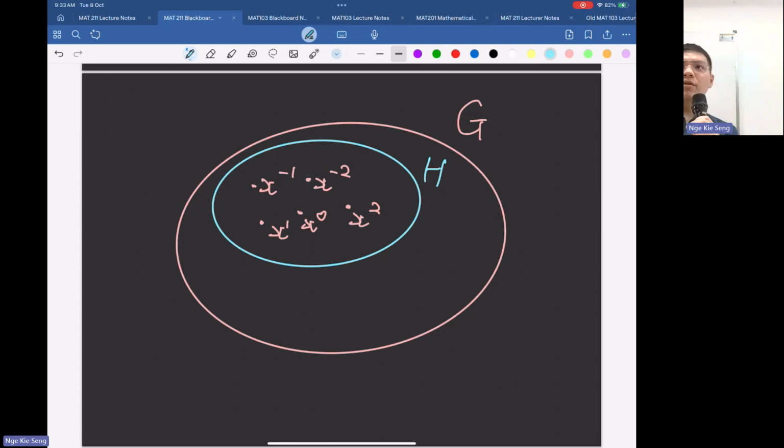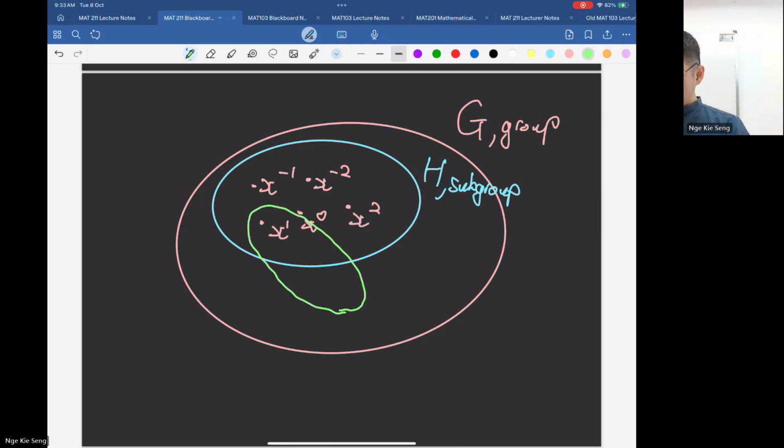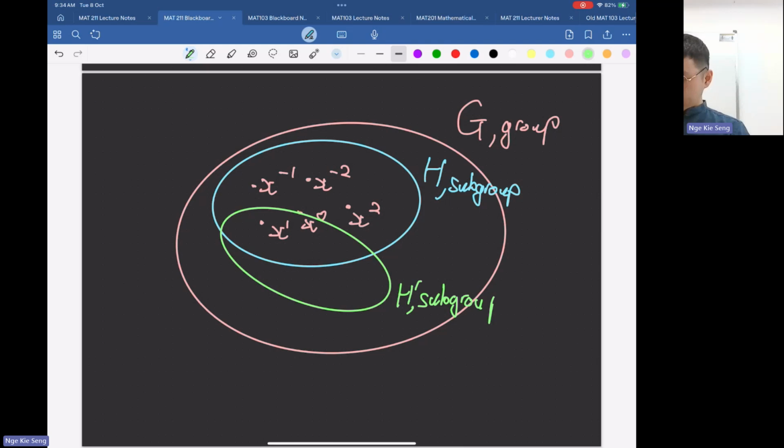And then what does it mean by the smallest one? If there's any other subgroup, so let's name these. G is a group, so it's a group G, and H is a subgroup. Okay, if there's another subgroup containing X, meaning what? So if there's a subgroup that contains H, let's say this blue one is the smallest one. So what does this H prime have to be? It has to contain H.